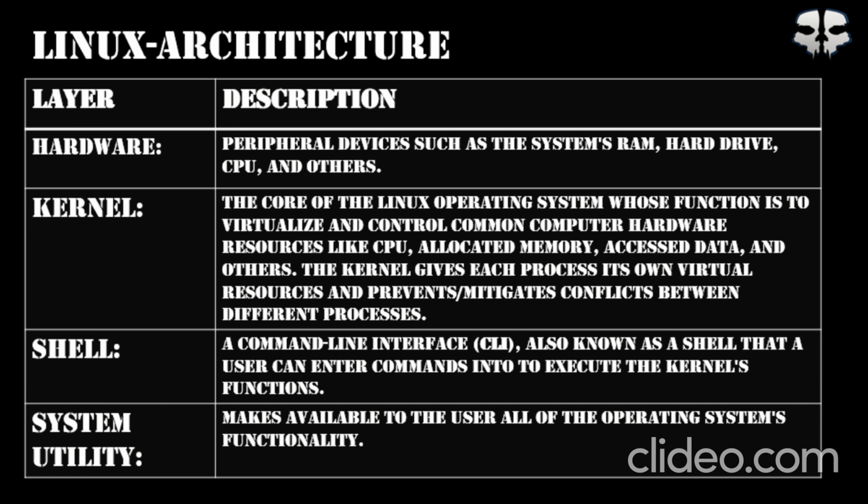So our next layer of the architecture is the shell. A command line interface, also known as a shell, is where a user can enter commands to execute the kernel's functions. And our last layer is the system utility. It makes available to the user all of the operating system's functionality.